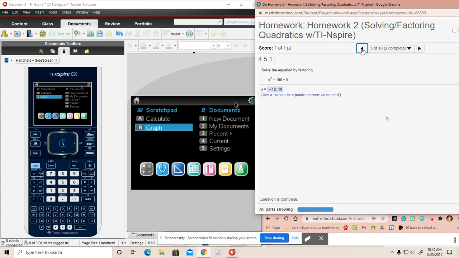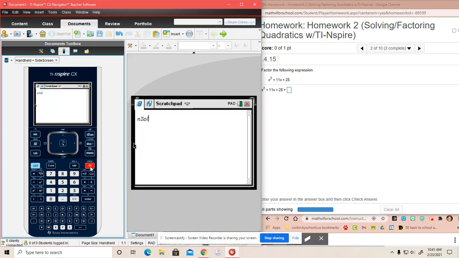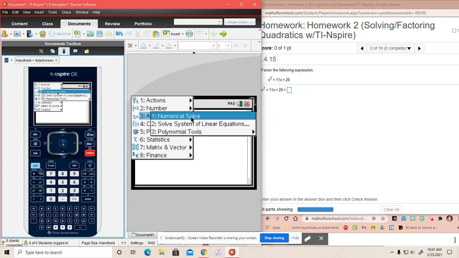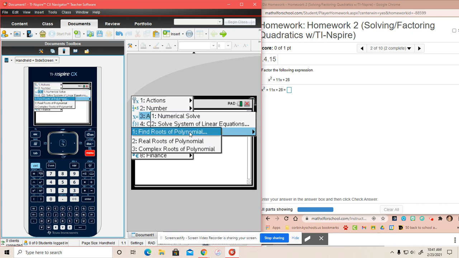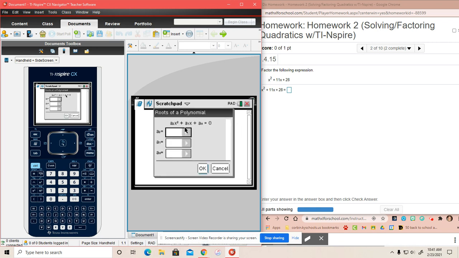So I'm going to go back to question number 2 because we're factoring. I'm going to go to Calculate A. I'm going to go to Menu, Algebra, and Polynomial Tools. Okay, so we're just going to find the roots of the polynomial. If you look, the degree is the highest exponent, so our highest exponent is 2. We're looking for the real roots. Okay, and so we need A, B, and C. Here they're called A2, A1, and A0, but that's the same as our A, B, and C. If your quadratic is in order, it should be really easy to pick those out.